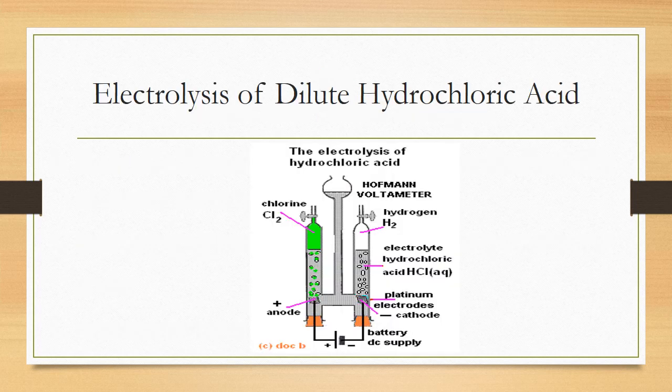Another example of electrolysis, a special case and an interesting one due to the acidic nature of it, is the electrolysis of dilute hydrochloric acid. The last one was a solid melt. What we're doing now is adding the compound we want to electrolyze to a solution of water.